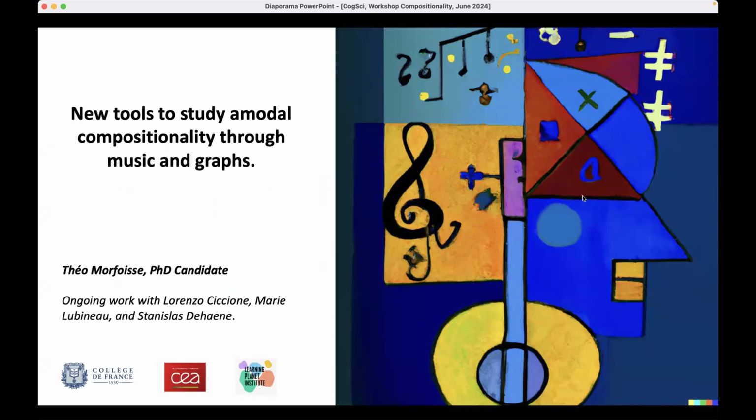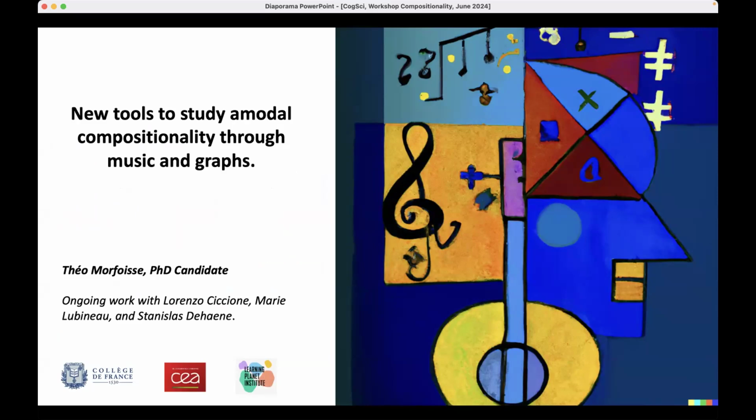So yeah, today I'm going to present another ongoing project that we're doing with Lorenzo, but also with Marie Lubino and Stanislas in the lab. And it's also a new tool to try to study compositionality, no longer using graph and drawing, but music and graph.